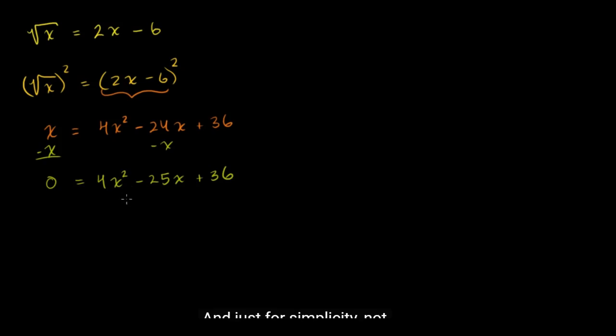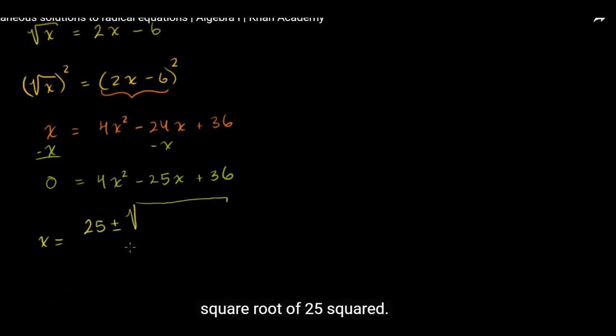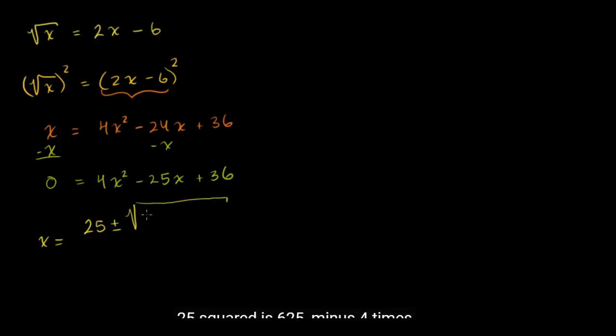And just for simplicity, not having to worry how to factor it and group and all of that, let's just use the quadratic formula. So the quadratic formula tells us that our solutions to this, x can be negative b, negative 25. The negative of negative 25 is positive 25, plus or minus the square root of 25 squared. 25 squared is 625 minus 4 times a, which is 4, times c, which is 36. All of that over 2 times 4. All of that over 8.